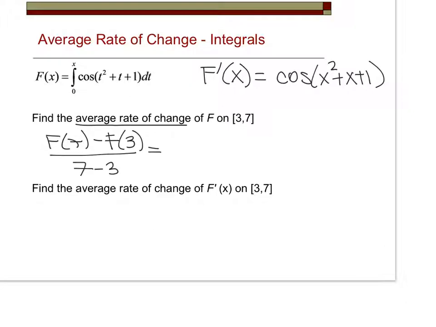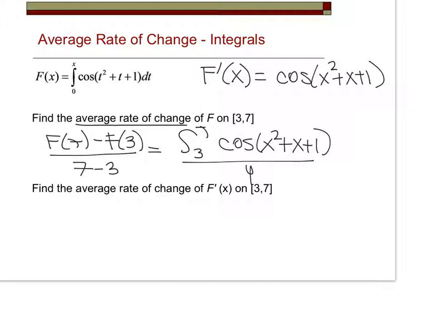Okay, well, we are given F of x, it is the integral, so basically we would be having to find capital F of 7 minus capital F of 3. We know that to be the integral from 3 to 7 of the integrand, cosine of x squared plus x plus 1, all over 7 minus 3, which is 4. Because by the fundamental theorem, we know this to be true.